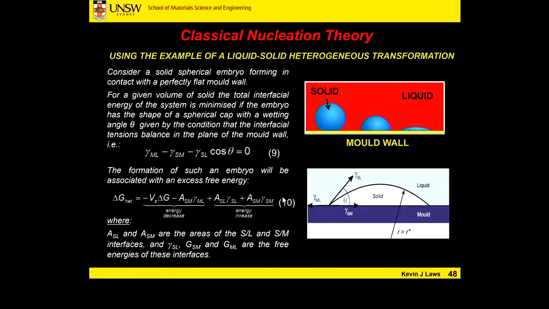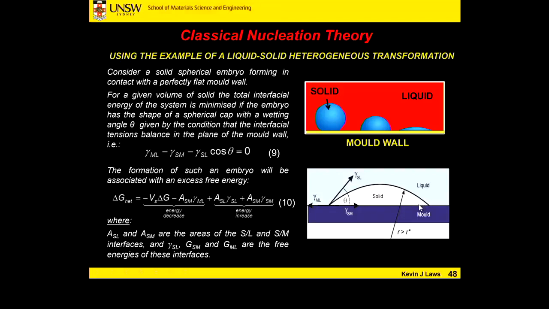The formation of this type of embryo will be associated with an excess free energy. So here our delta G for heterogeneous nucleation is going to be associated with the energy decrease associated with the change in the volume, minus the difference between the surface area between the solid and the mold wall, overall giving us an energy decrease, plus this additional factor where we're looking at the energy difference based on the surface area between the solid and the liquid. This is similar to our homogeneous case, so that's what that component is, with the additional component here of the surface area between our solid and the mold.